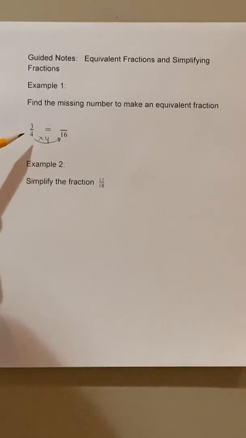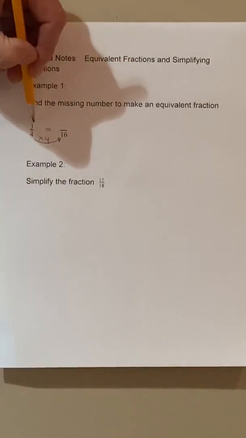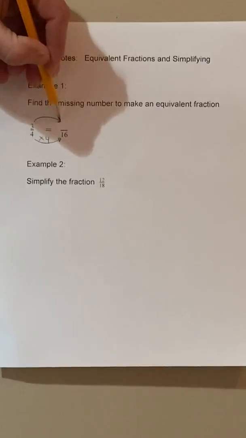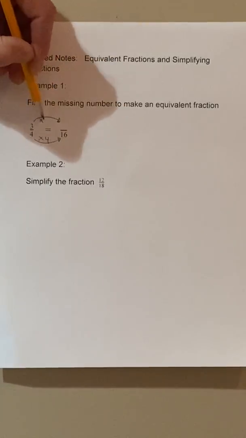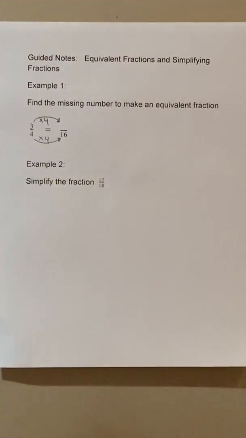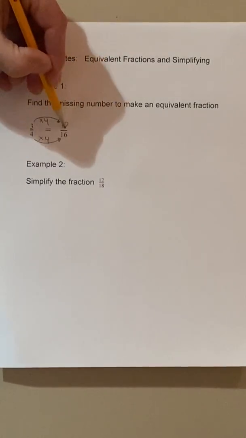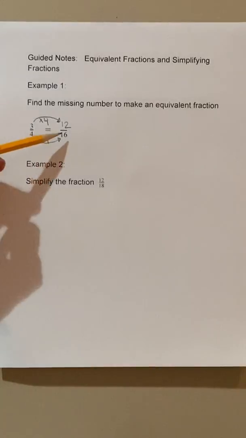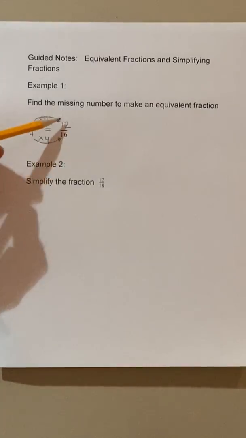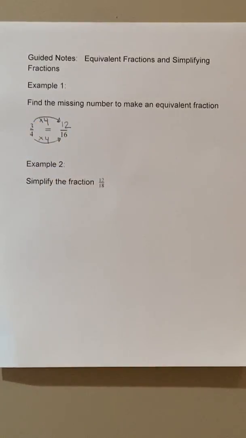Now, whatever we do to the denominator, we also have to do the exact same thing to the numerator. So I'm also going to multiply the numerator by 4. So I do 3 times 4, that gives me 12. So my answer is 12/16. 3/4 and 12/16 are equivalent fractions.